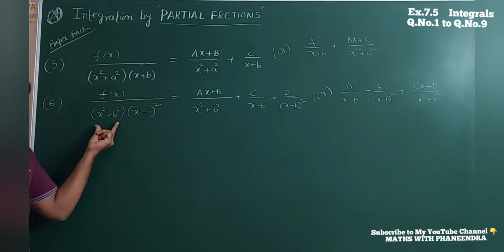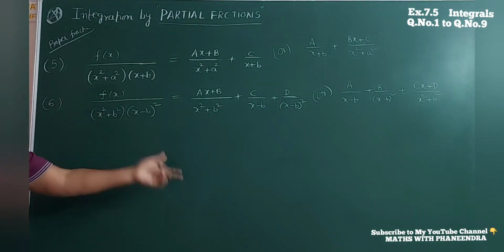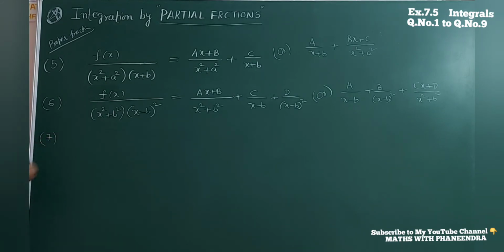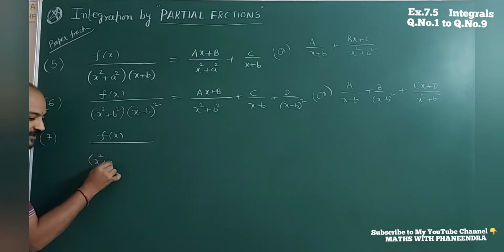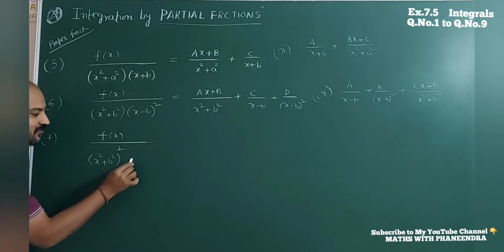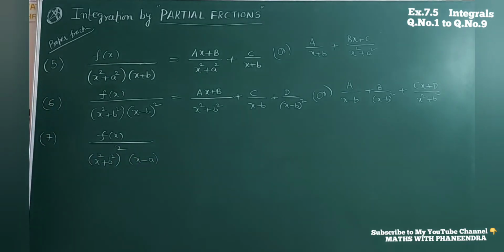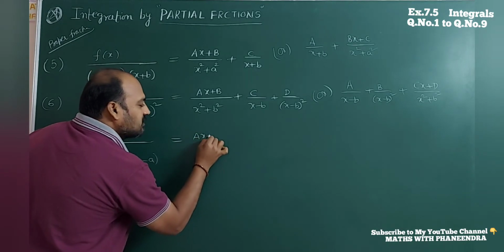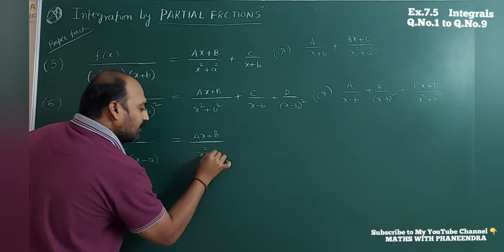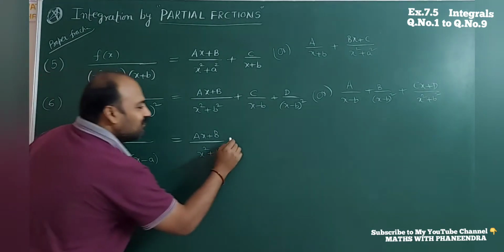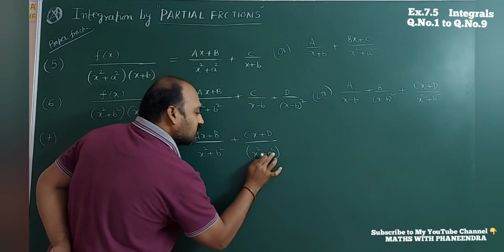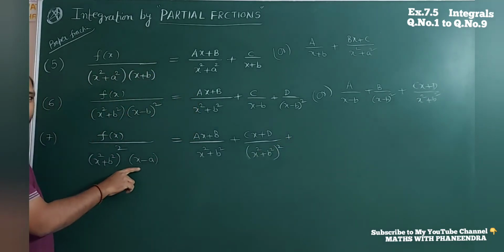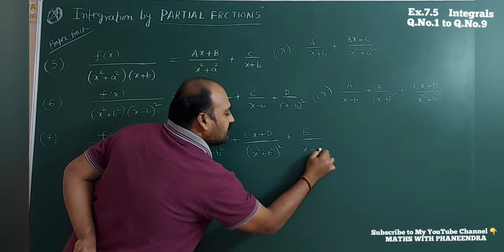Suppose a quadratic factor is irreducible and repeated, what do you have to do? Take f(x) over (x² + b²)² into (x − a). This is a repeated quadratic factor. So that time we write (Ax + B) divided by (x² + b²), one more time we write (Cx + D) divided by (x² + b²) whole square, plus for the linear factor, capital E by (x − a).